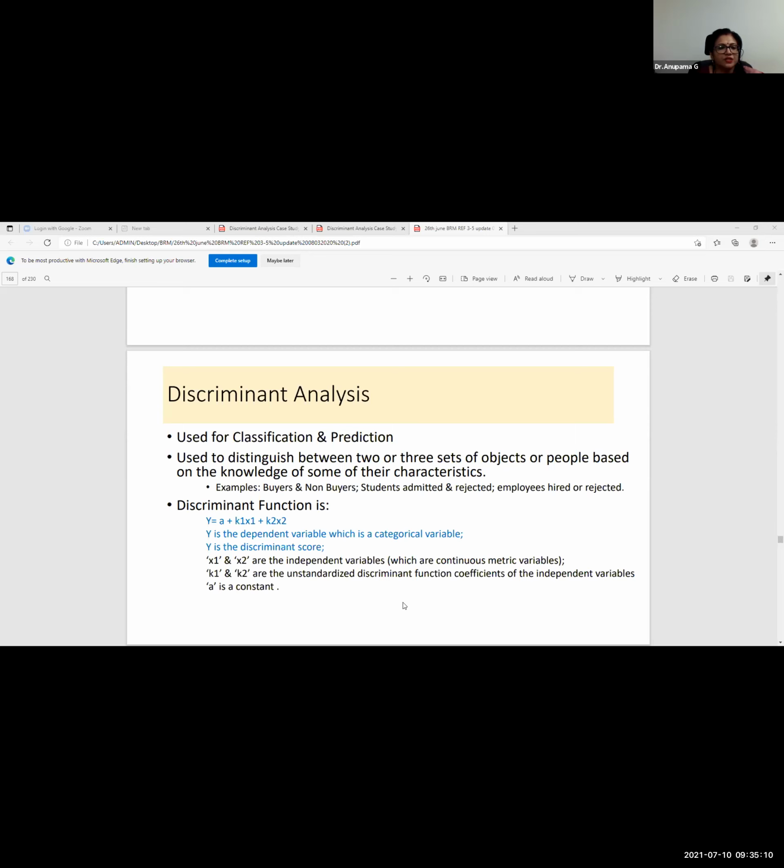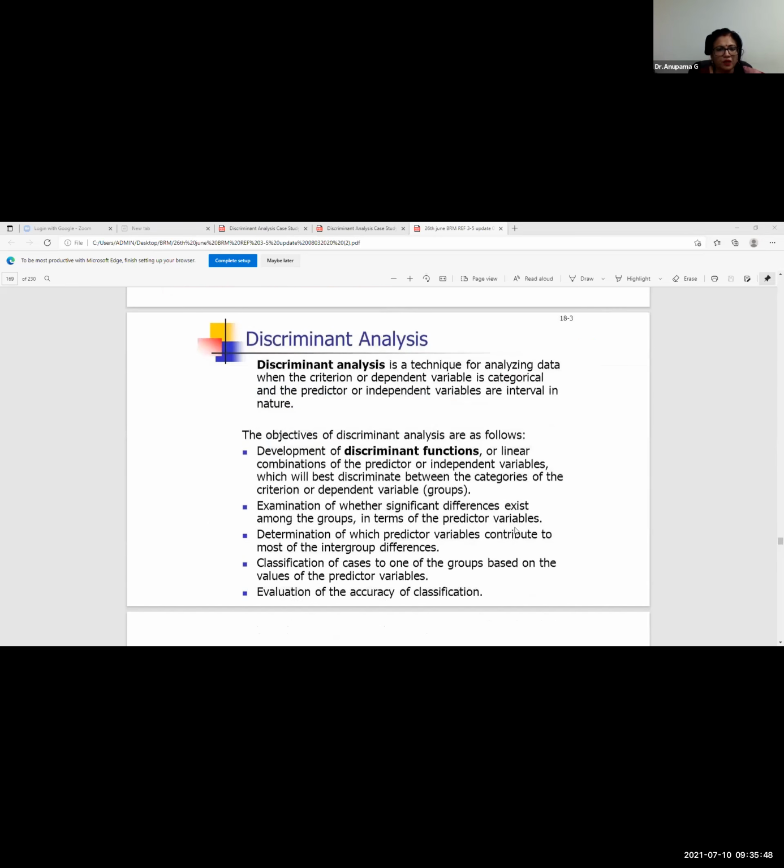So the discriminant function is in the form of y is equal to a, which is a constant. You will get it from the discriminant function itself, and you will get the k1 and k2. K1 and k2 are the unstandardized discriminant function coefficients of the independent variables. How is it got? It is an output of the software itself. The case study has those analytical outputs also given. So you take the k1 and k2, that is the coefficients of the independent variables, from the unstandardized discriminant function coefficients, where you get the a value also, right?